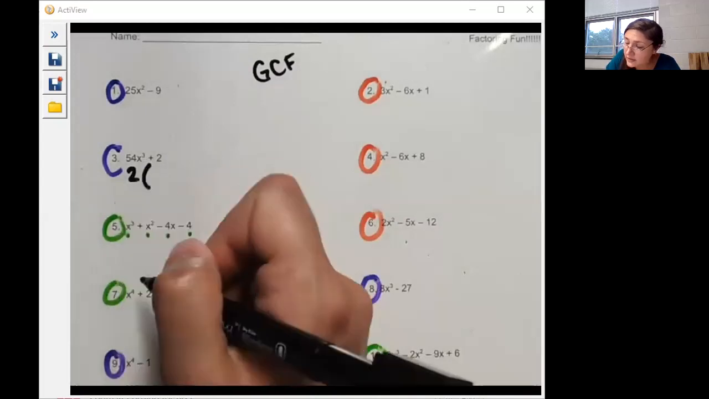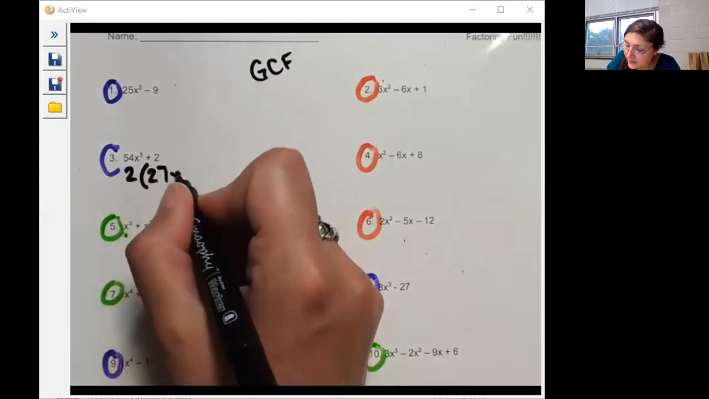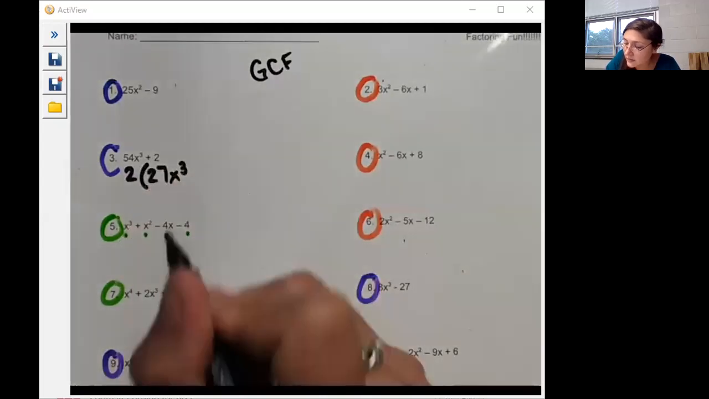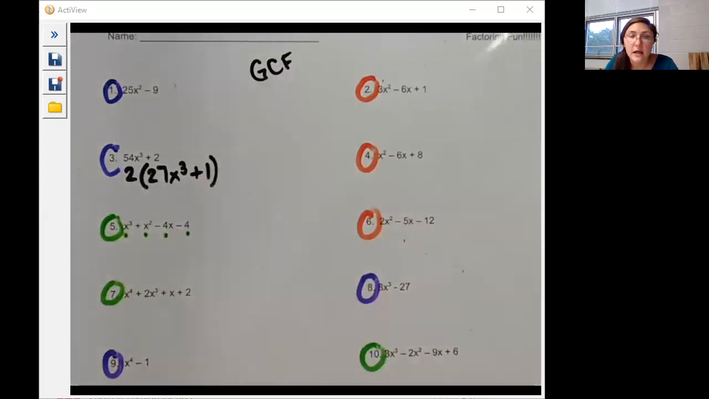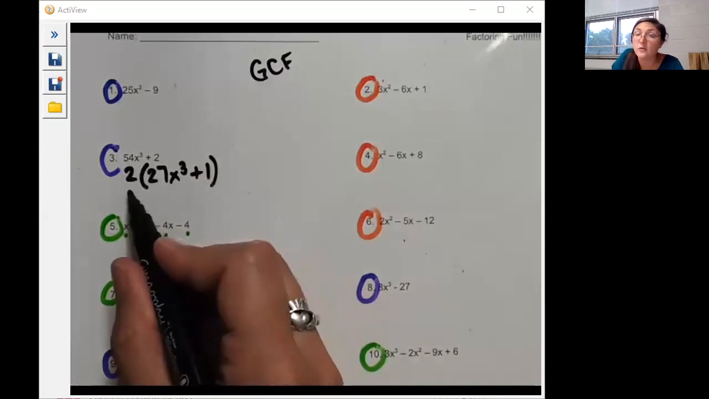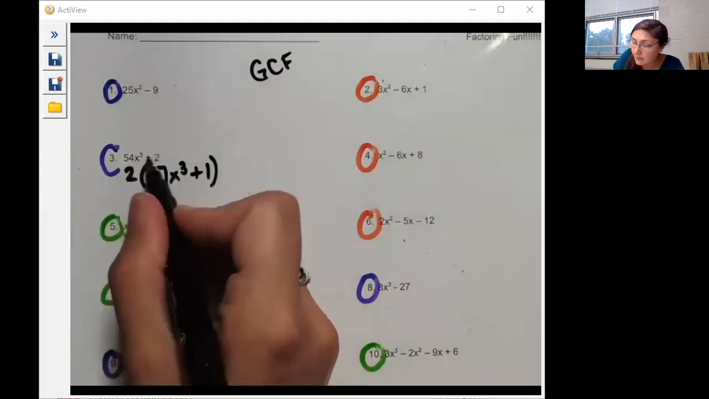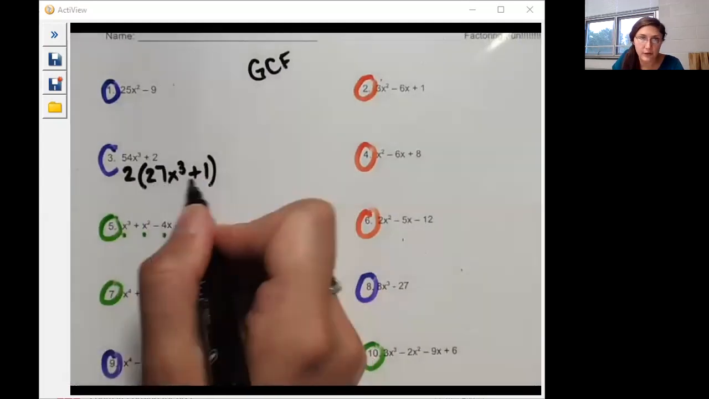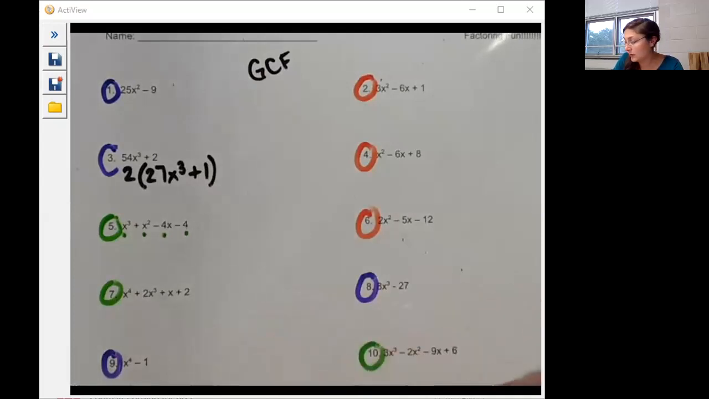54x cubed divided by 2. 54 divided by 2 would give me 27. So I would have 27x cubed plus 2 divided by 2 is 1. Okay. So what I've just done here is initiate that factoring process by factoring out a greatest common factor. I said if I divide everything in this problem by 2, what's left over? That's the big idea behind factoring. So we're going to do this for whatever other problems on our set here have GCFs.